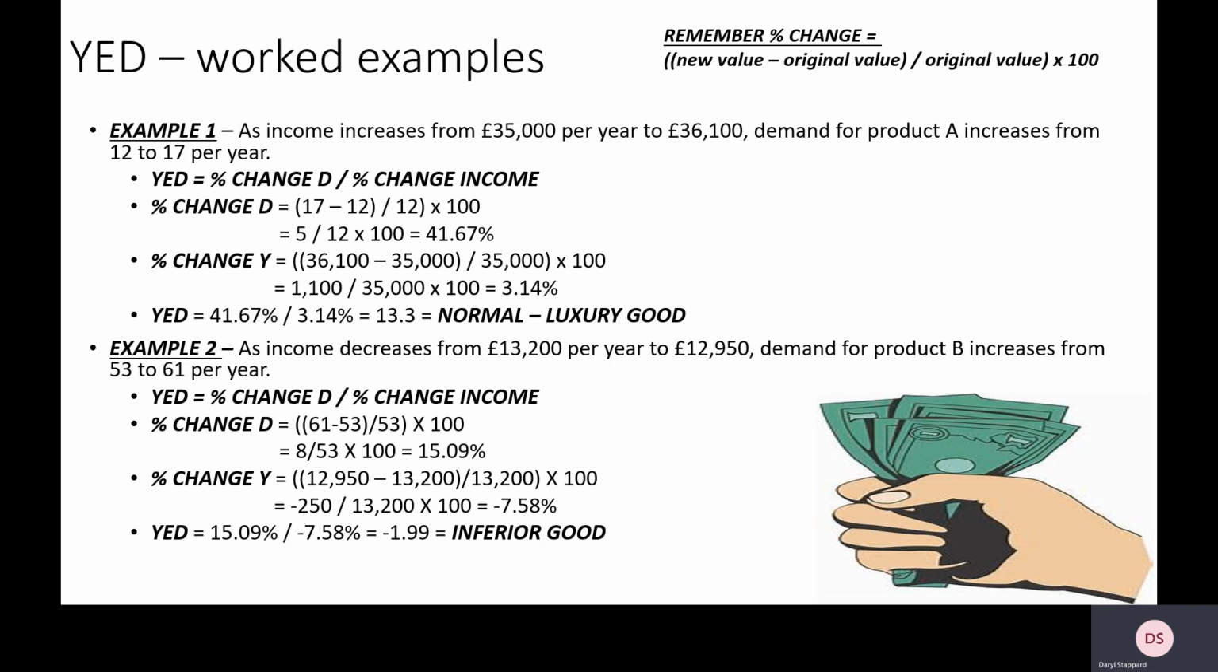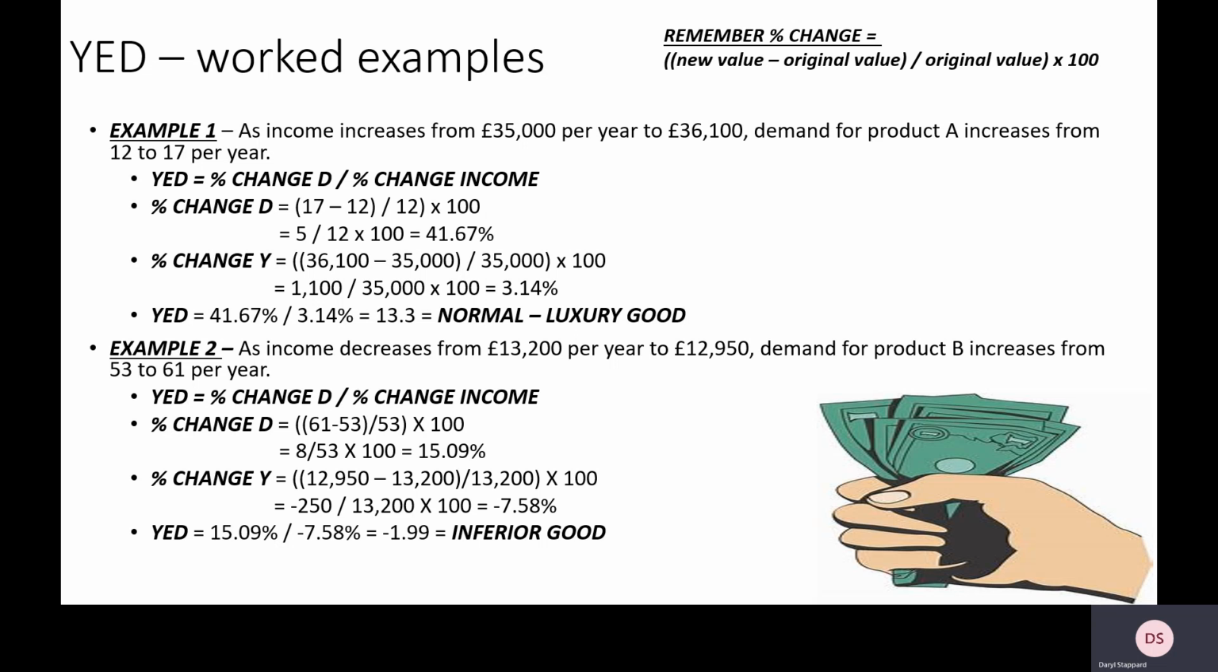Example 2, look what's happened here. Income decreases from £13,200 per year to £12,950 per year. This leads to demand for product B increasing from 53 to 61 per year. Now again, what I can do, I can plug these numbers into the YED formula, and I can see this time that income has fallen by 7.58%. Demand has grown by 15.09%. So I can see this time I've got a negative relationship. As income falls, demand for this product has increased.